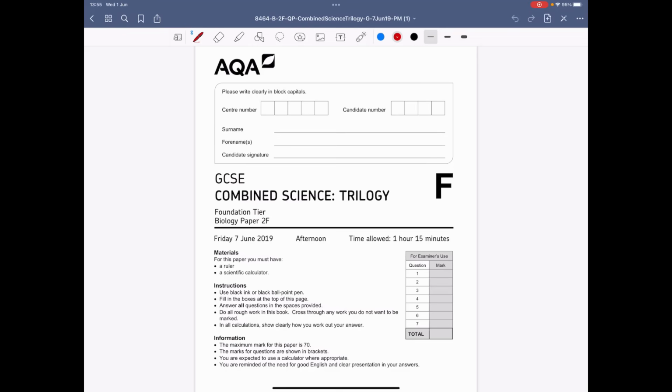Hello everyone, so this is the GCSE Science Trilogy Biology Paper 2 walkthrough, and this was the paper that was sat by pupils in June 2019. I'm going to go through how I would have tackled this paper.